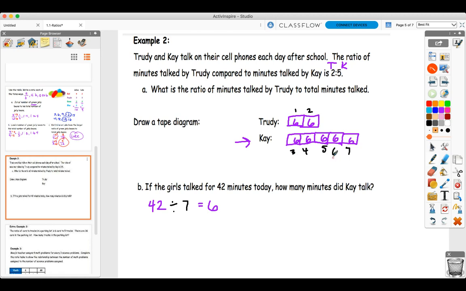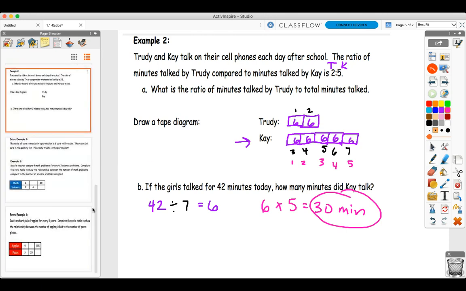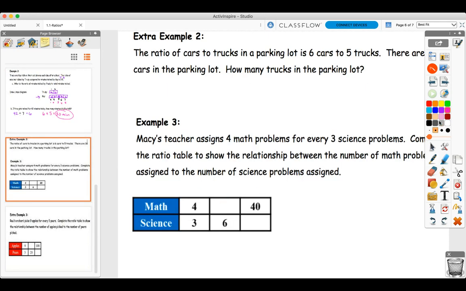So K has how many parts? 1, 2, 3, 4, 5. She has 1, 2, 3, 4, 5 parts. So that just means you're doing 6 times 5, which is 30. And we always try to write the actual units that we're talking about here. So this is going to be 30 minutes talked by K. If you were trying to find Trudy, you would just do 6 times 2 in this case, and it would be 12 minutes. All right, let's do another example problem in a different way.